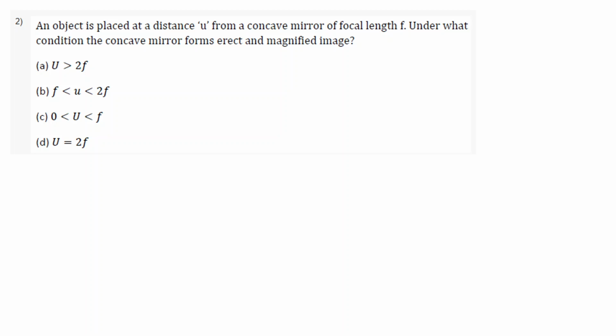The second question is, an object is placed at a distance u from a concave mirror of focal length f. So we are again talking about a concave mirror of focal length f. This is our principal axis. Under what condition does the concave mirror form an erect and magnified image? So we know an erect image is always virtual.